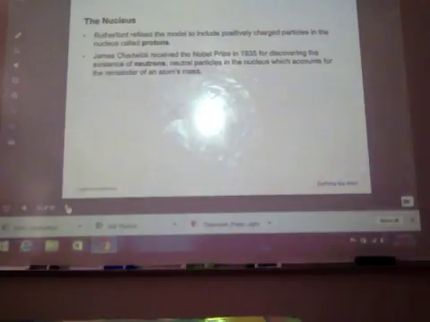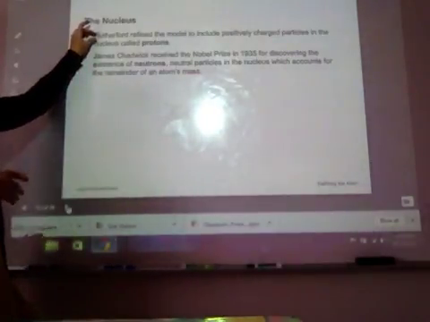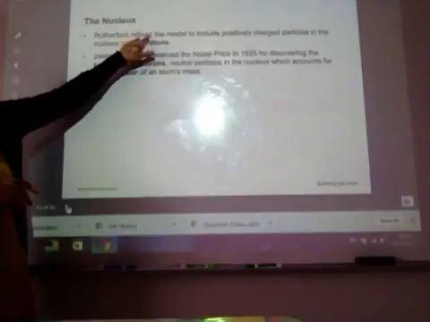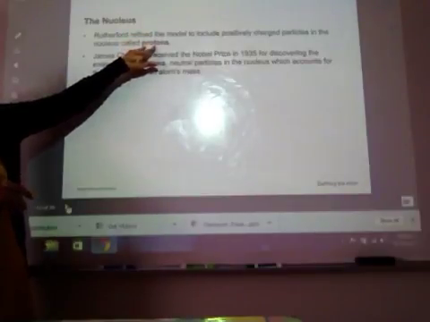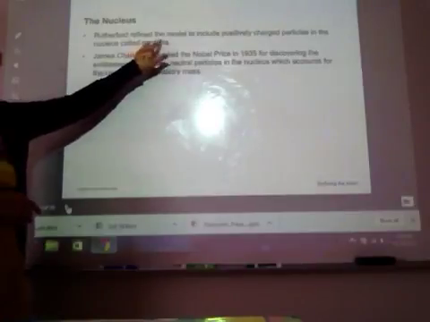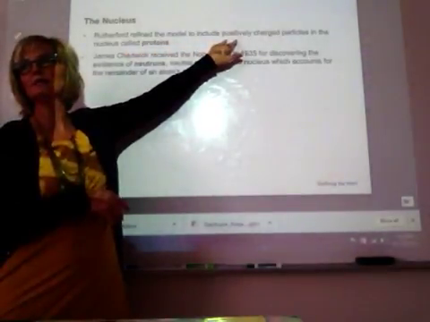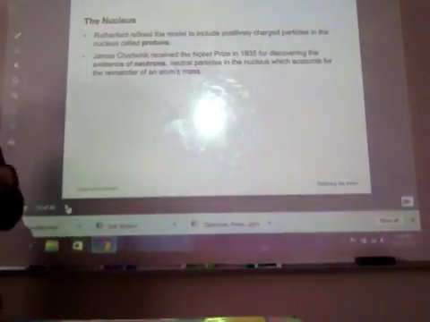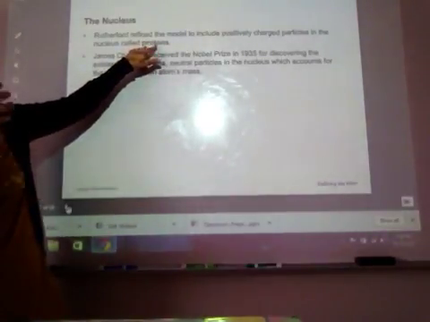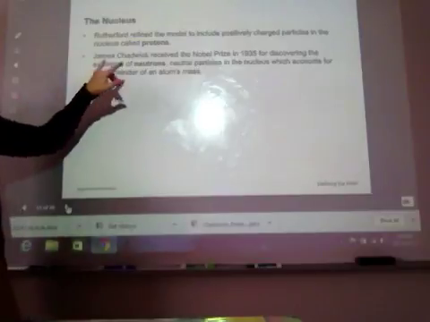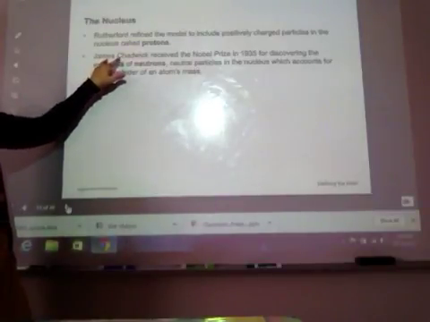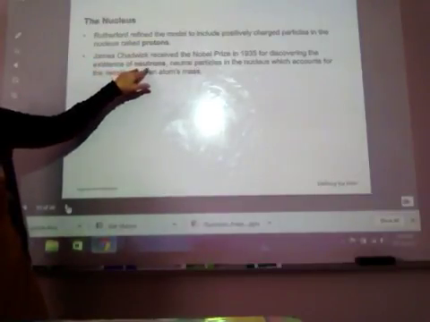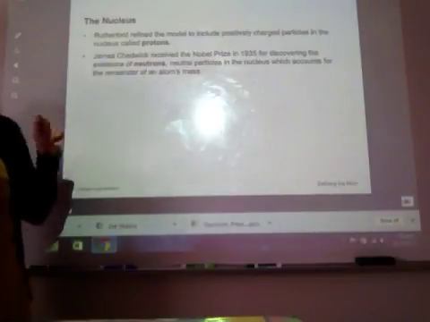So Rutherford's responsible for finding the nucleus, and he included protons in that nucleus. And protons are what have the positive charge. Electrons are negative, they're on the outside. Protons are positive, they're in the nucleus. And then James Chadwick is responsible for finding neutrons, which are also in the nucleus.